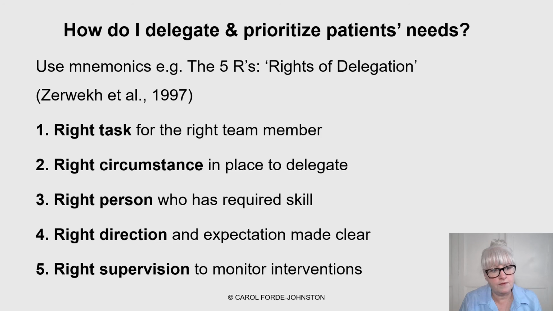If somebody's going to theatre, you wouldn't delegate the task for them to go down to the shops in a wheelchair, for example, to take a patient down to collect a newspaper. So you need to think of the whole picture. The right person who has the right skills, competence, is in their job description. The right direction and expectation is made clear, that you've given clear direction, simple, clear direction.